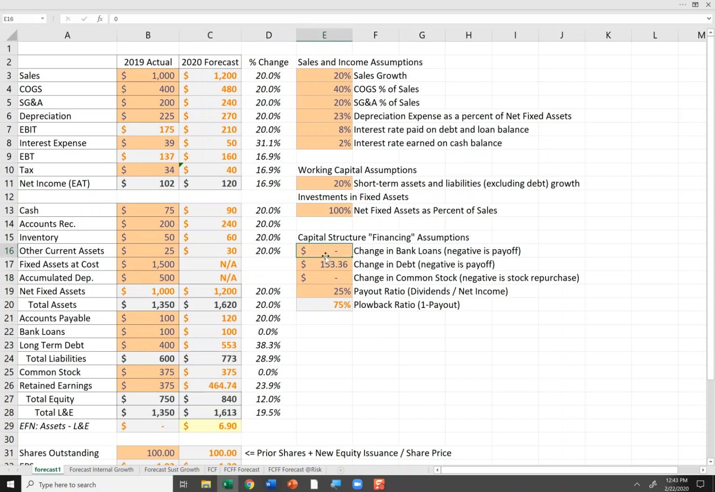When I put an extra 153 in debt, and this number increased, the interest expense up here increased by 8% of that 153. And that difference, that 8% of 153, I think is the 690 after tax. So what happens is by creating more debt, I'm creating more interest expense, which then is lowering my net income, which is then lowering my retained earnings, so I don't close the gap.